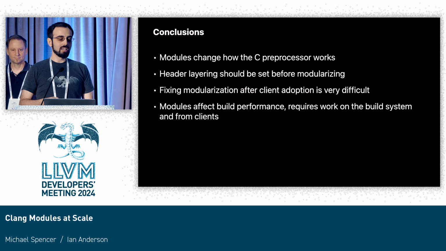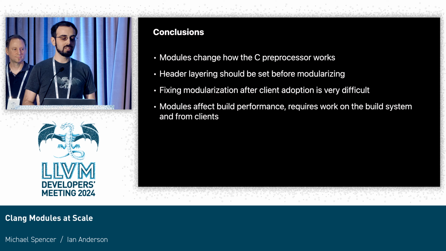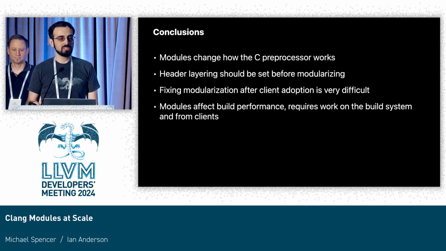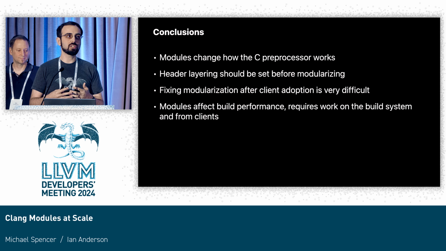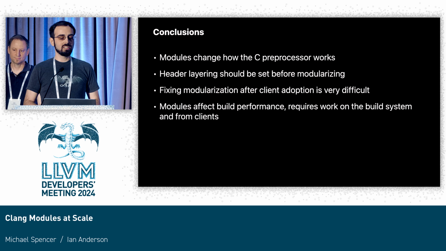And then header layering should be done before modularization. You really want to get this right at the start. It's hard to change later, and fixing this modularization after adoption is very hard. It makes it very difficult to do incremental changes. You want incremental adoption, so you can fix things, like fix your SDK, as you go. And basically, again, get it right from the start.